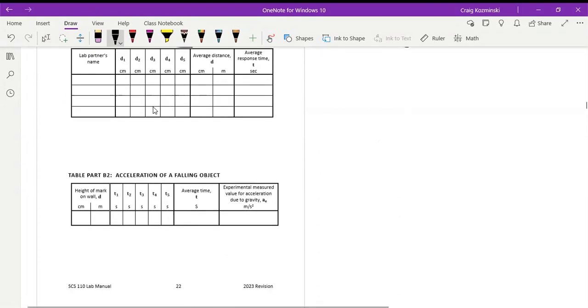Finally, in part B2, to determine the acceleration of a falling object, again, you're recording time, and you'll be using that time to calculate acceleration. This is a good opportunity for you to practice determining what equation is going to be used to calculate this final column.